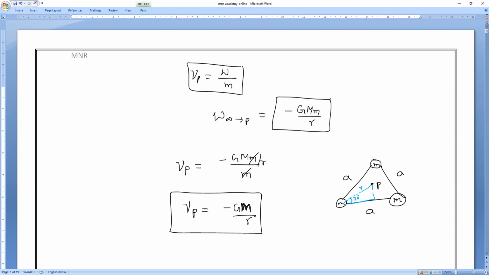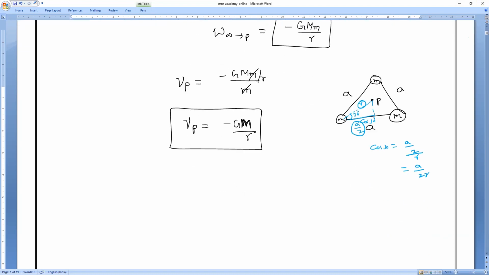Then this base will become a by 2. So cos 30 equals what, everybody? a by 2 divided by r. Please respond, everybody. Cos theta is base divided by hypotenuse, which is a by 2r. We want r, so r equals a divided by 2 into cos 30. What is the cos 30 value, everybody? Root 3 by 2. So the 2s get cancelled, and r equals a by root 3. So that is what we got.